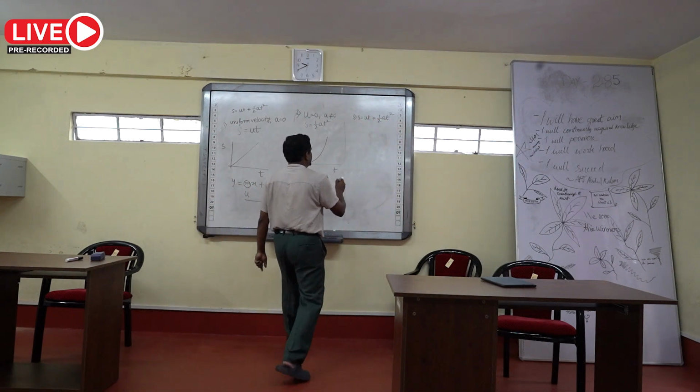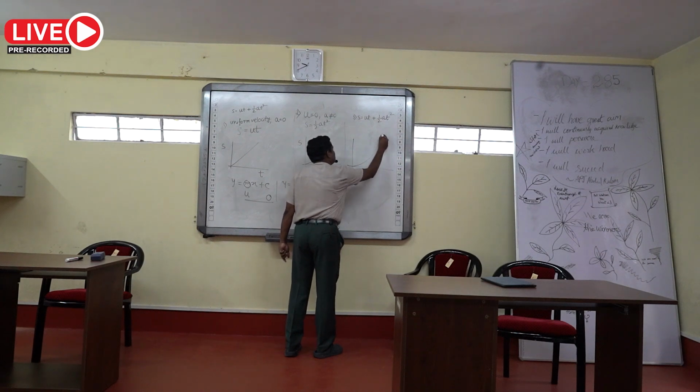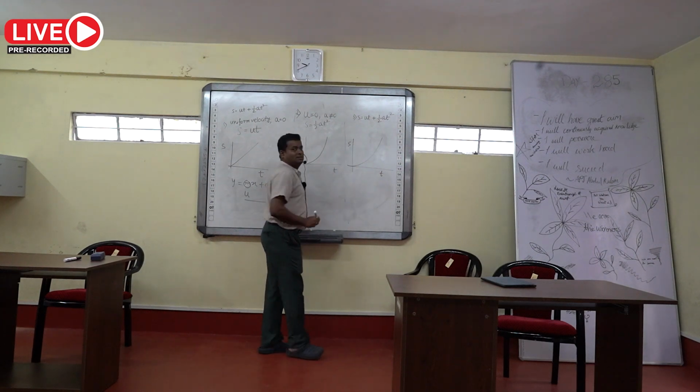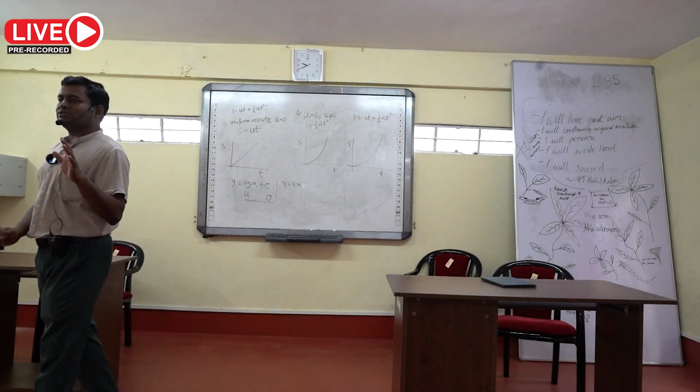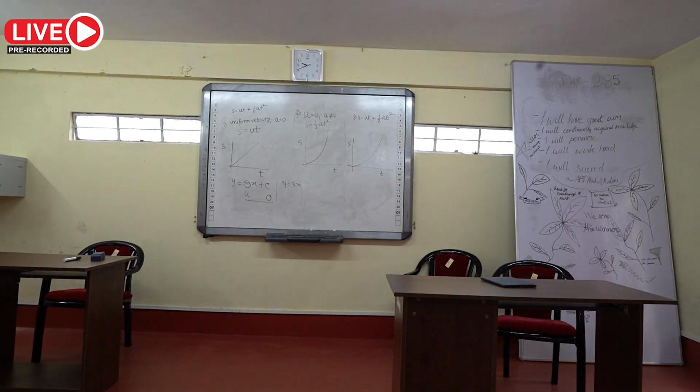So no need to think anything, just draw the parabola. In general, even if the initial velocity is not zero, for motion with uniform acceleration the graph will represent a parabola. Whether the linear term in time is present or not, the nature of the graph will not change. It is always guided by the highest power term, and the highest power term is t square. Is it clear to everyone?